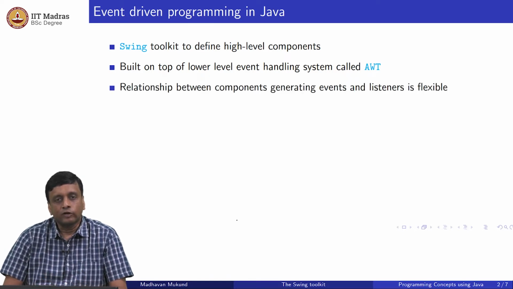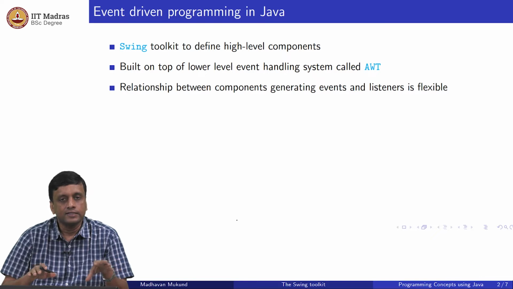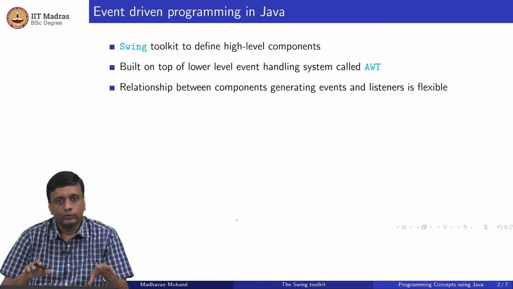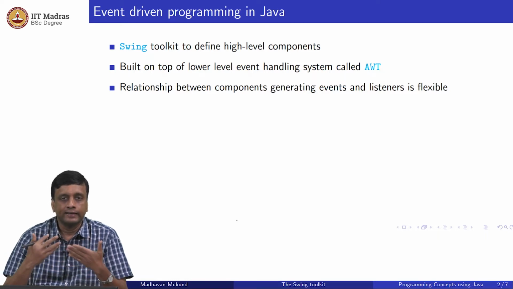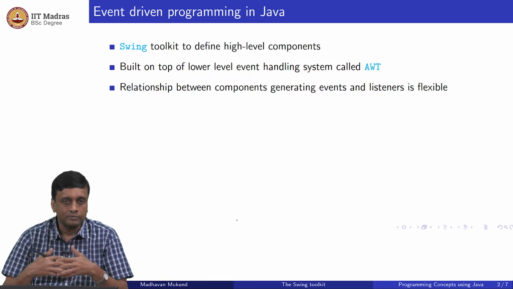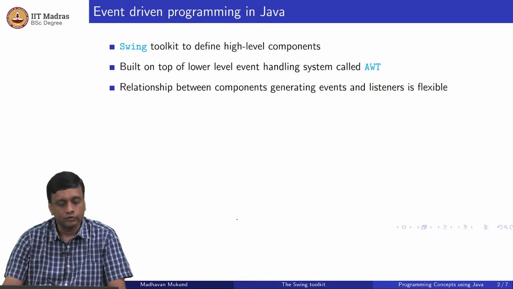The most important feature about this in Java is that this relationship between components which generate events and listeners is very flexible. We talked about the timer, and in our example with callbacks, the object that created the timer was the one that was notified when the timer elapsed. But we could have a more general thing where the object that creates a timer passes a reference to another object to be notified when the timer elapses. And similar things happen in graphical user interfaces.